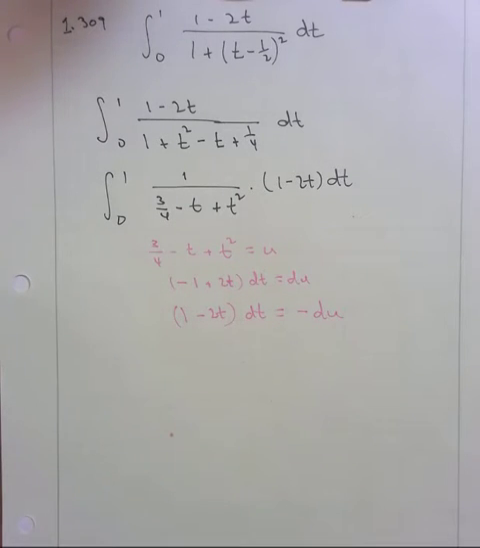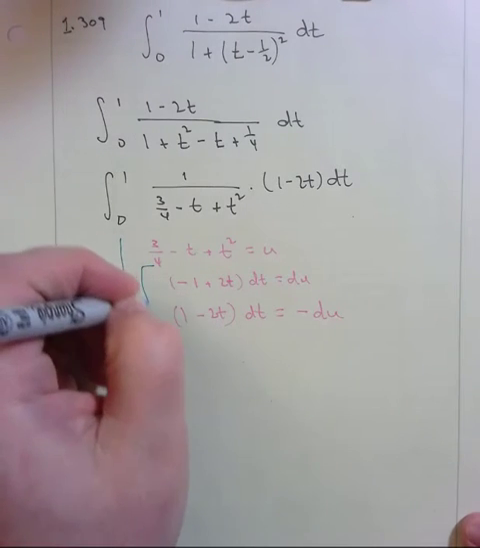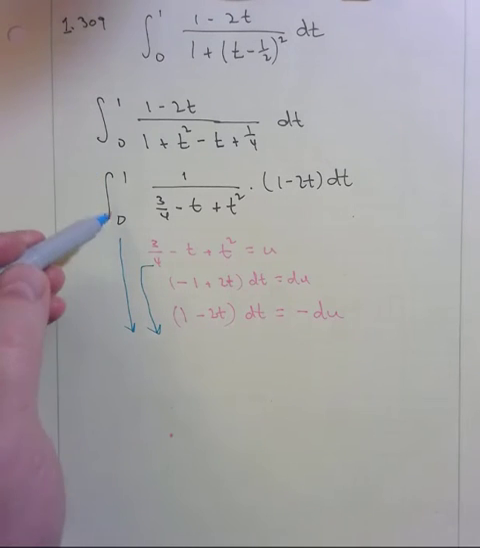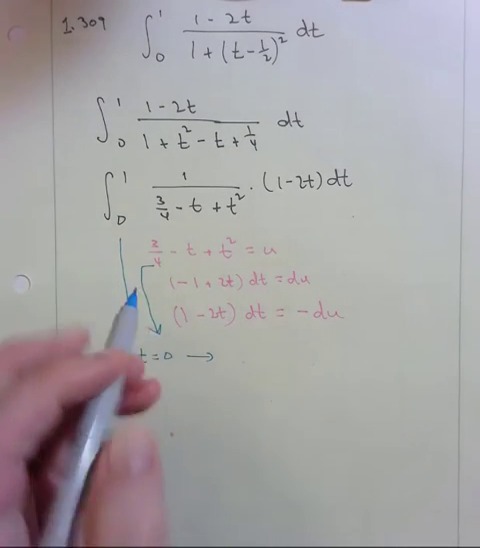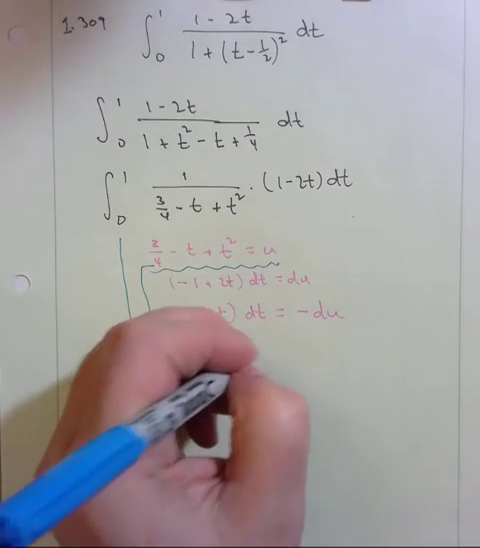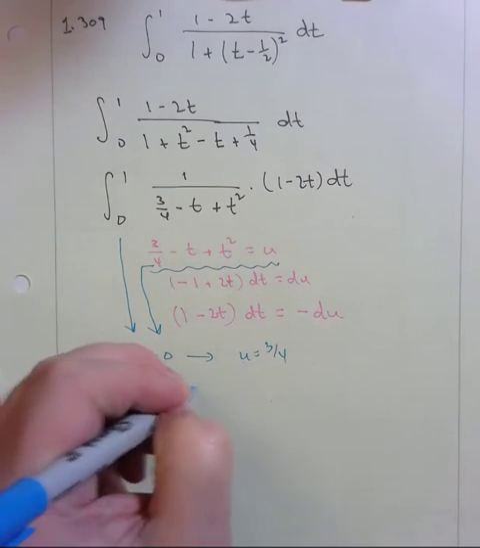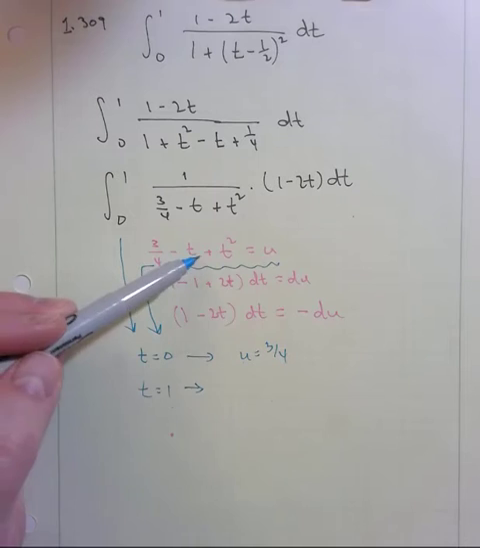Now the other thing we have to do is change the limits. So we're going to take these numbers with this substitution expression, and we're going to go back to the 0 and the 1 and say, hey, those are values of t. What are the corresponding values of u? Well, when t equals 0, this substitution expression tells us that u is 3/4, plugging in 0 for t. And when t is 1, u is going to be 3/4 minus 1 plus 1.